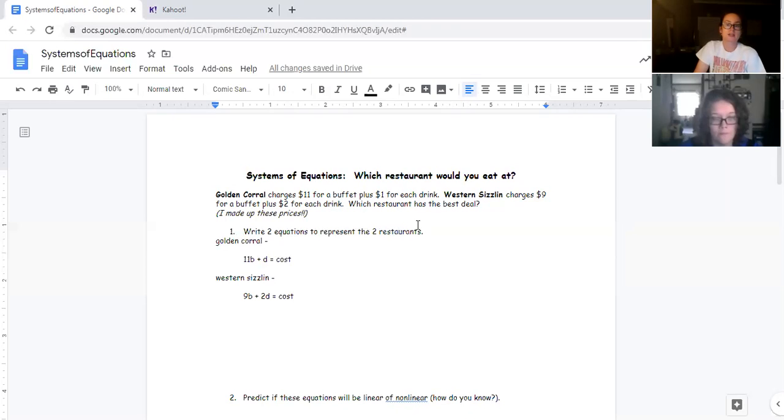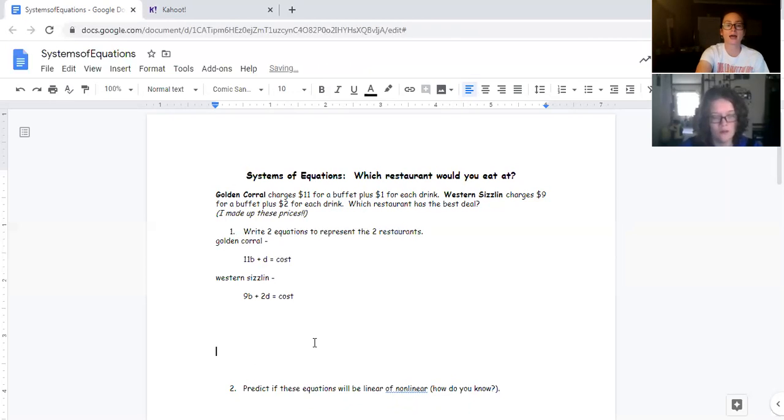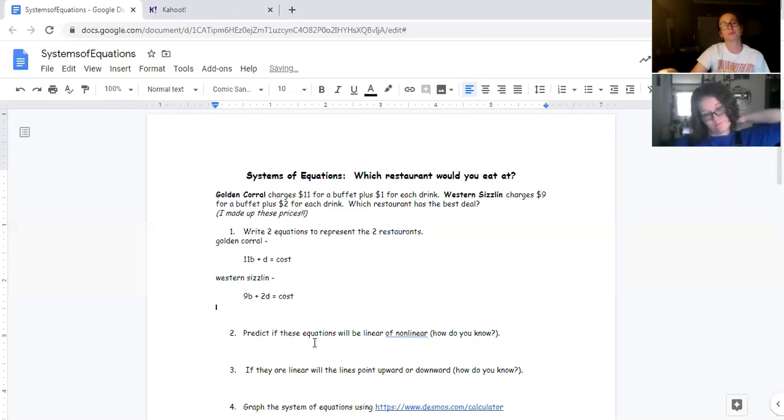So which restaurant has the best deal? You can actually figure that out by looking at the graph of these equations. Now, we chose a B and a D. We very well could have just done 11x plus y, and in Western Sizzlin, we very well could have done 9x plus 2y. Cheyenne, which one do you think would already be the better deal?